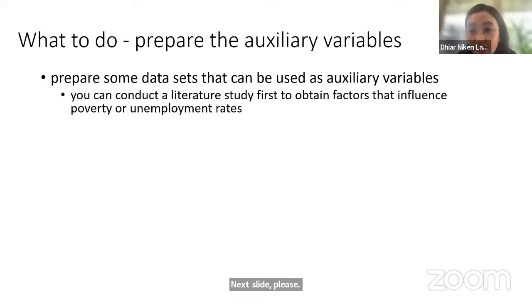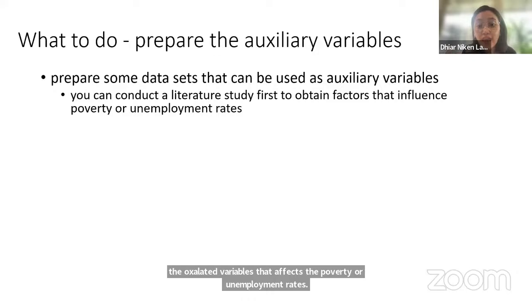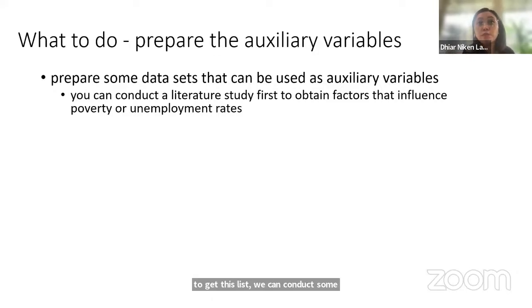Now, this one, the explanation I have already said before. We need to list the auxiliary variables that have correlation with the poverty or unemployment rate, or we can also list the auxiliary variables that affect the poverty or unemployment rates. To get this list, we can conduct some literature study to obtain what factors or variables influence poverty or unemployment rates from journals or papers that we have read.